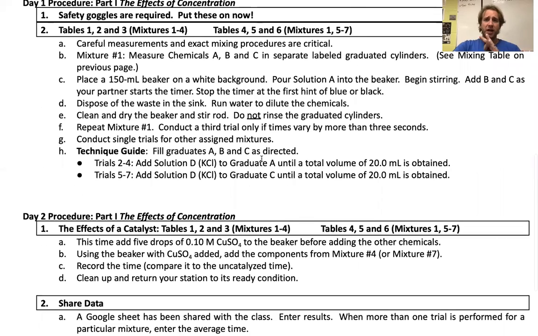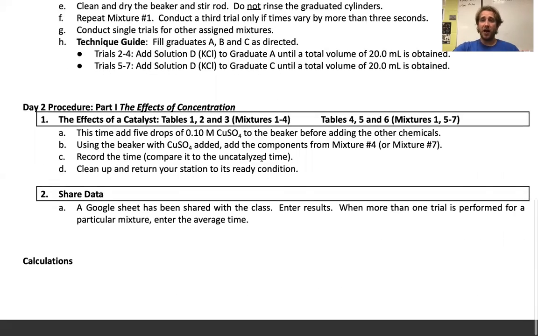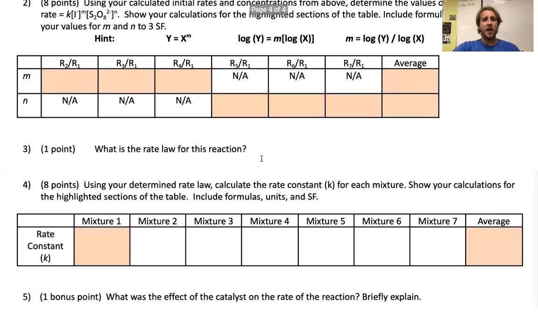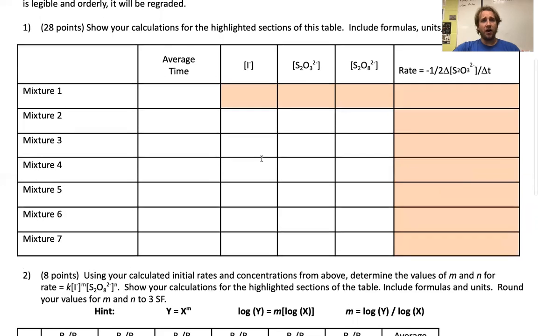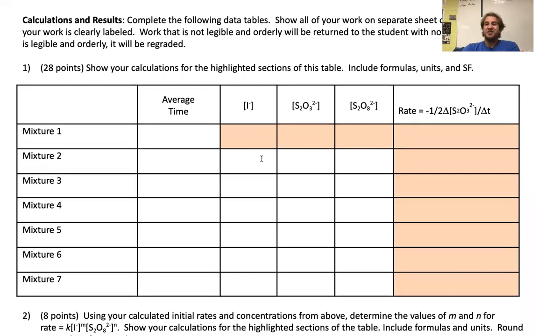We ran a bunch of trials, we collected a bunch of data. All of that data is available on that Google spreadsheet. For our lab calculations, we need to show our work for any of these shaded values on our data table. The good news is average time, that's from the spreadsheet. Great. Now we need to figure out what our molarities are at the initial start of the reaction.